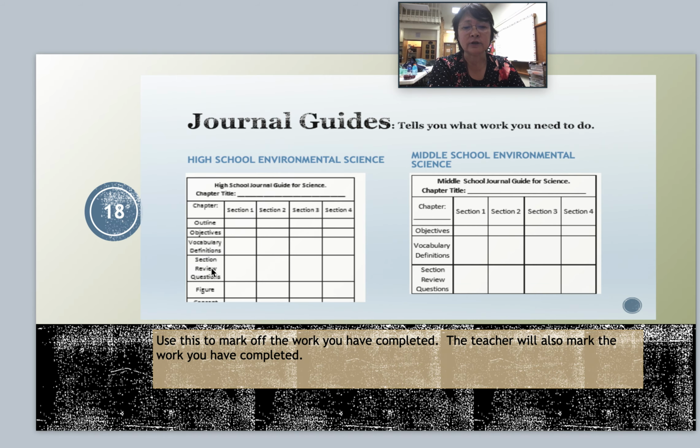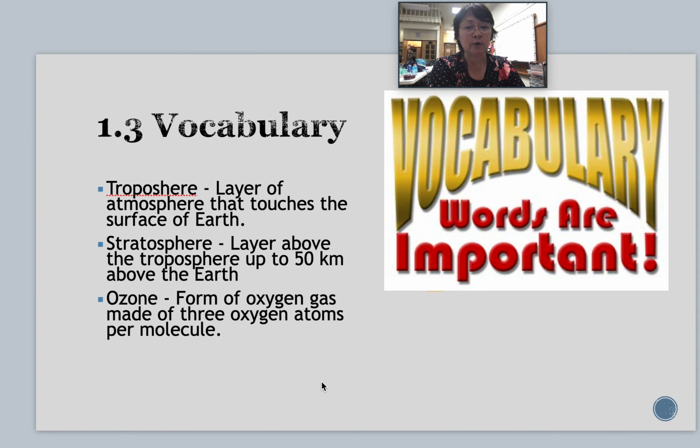Again, going back to the journal guide, our vocabulary definitions. So let's take a look at 1.3 vocabulary. And so the vocabulary that is found or embedded within section 1.3 are as follows. And again, we are utilizing the bold-faced words that appear in the section.